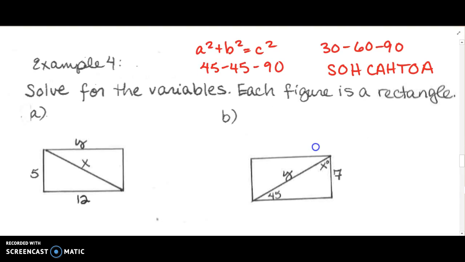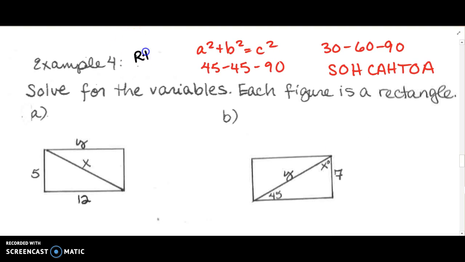Let's look at example 4 and apply our right triangle strategy with angles. Okay, so we have our 4 strategies: the Pythagorean theorem, 45-45-90, 30-60-90, and SOHCAHTOA. So here we go. In our first rectangle, we have this right triangle here in yellow. We know that it's a right triangle because this is a rectangle and all the corners are 90 degrees. On this one, I'm going to use the Pythagorean theorem, a squared plus b squared equals c squared.